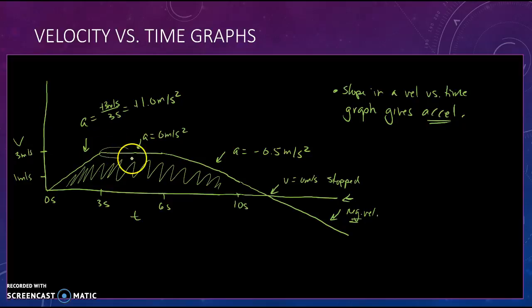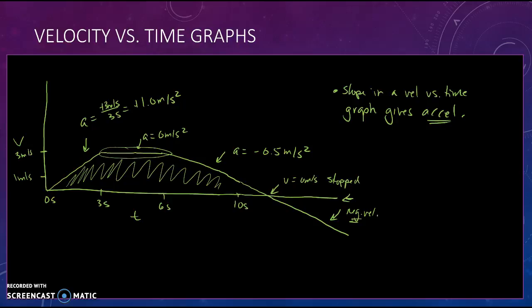Furthermore, this part right here is flat, but it doesn't mean that it has stopped. Notice it's still moving at 3 meters per second in this section. So it's moving at a constant 3 meters per second. In other words, the velocity is not changing, but it's still moving. Because the velocity is not changing, it has 0 acceleration, but it is still moving.